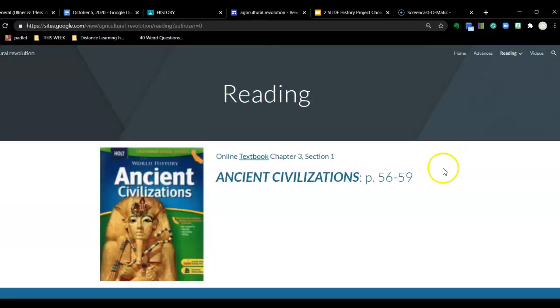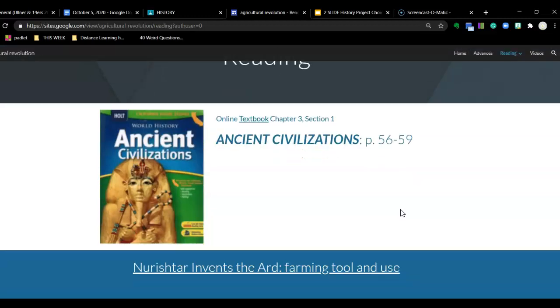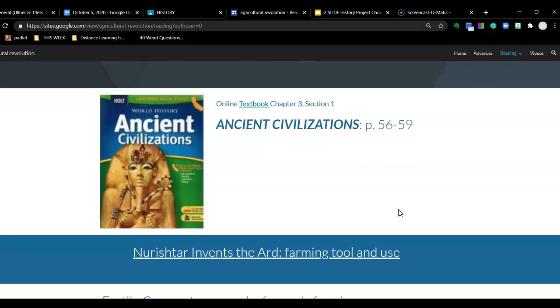There are two things listed right now. This is your history book you have in your blue bin at home, and there's also an online version of it. Pages 56 to 59 talk about the early civilization of Mesopotamia, which is also one of the places where the agricultural revolution was evident first. Finally, at the very bottom, where you cannot see, there is a website that takes you to the Fertile Crescent and gives you information about the geography of the area.